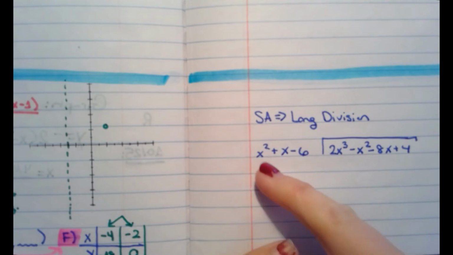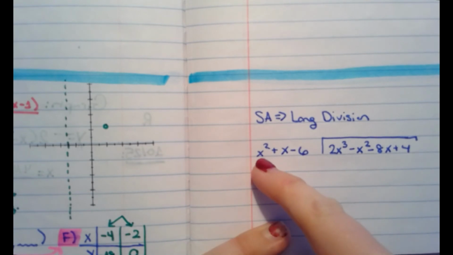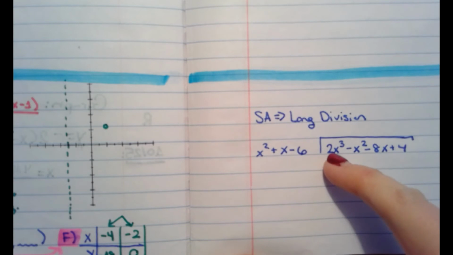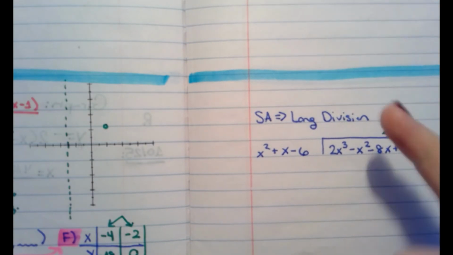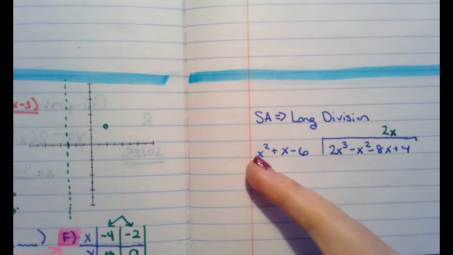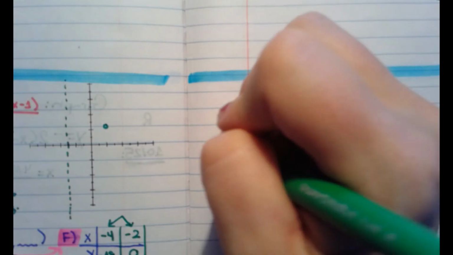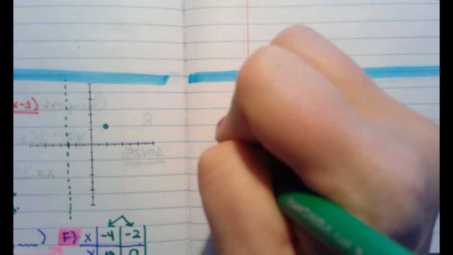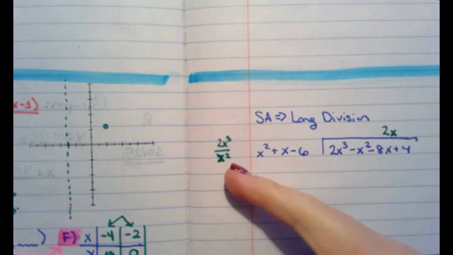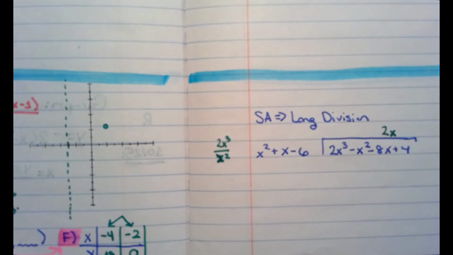Okay, so I can look at this two ways. I can look at what times the x squared gets us to 2x cubed, and I see 2x. Or I can look at it backwards, 2x cubed divided by x squared. Let me write that over here, 2x cubed divided by just x squared. And we can see out pops this 2x.